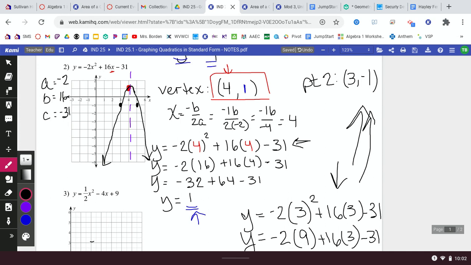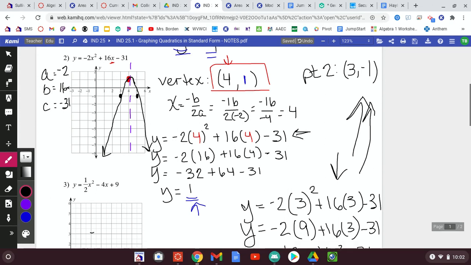So when you're done with this video, go ahead and click load on the assignment tab, and you will have 4 quadratic equations to graph for your homework tonight. And those need to be done and ready to go for class tomorrow so that we can move on to the next part of Indicator 25 tomorrow.